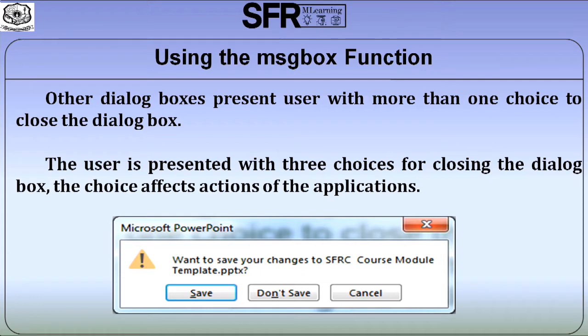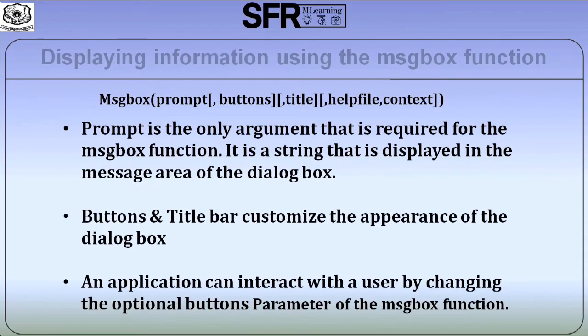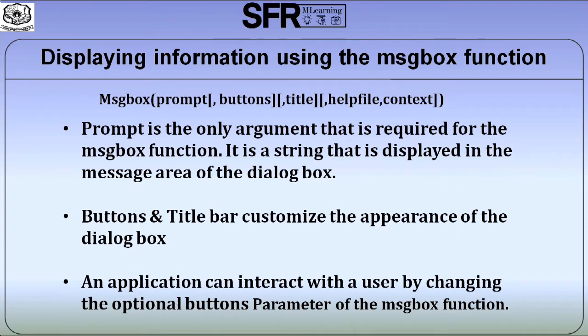The other dialog boxes present the user with more than one choice to close the dialog box. The user is presented with three choices for closing the dialog box. The choice affects the action of the application. Here is the example of three choices of dialog boxes.